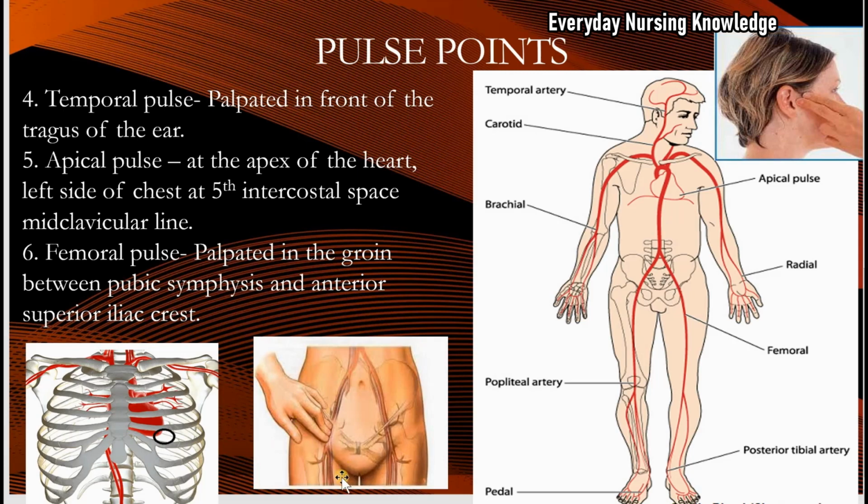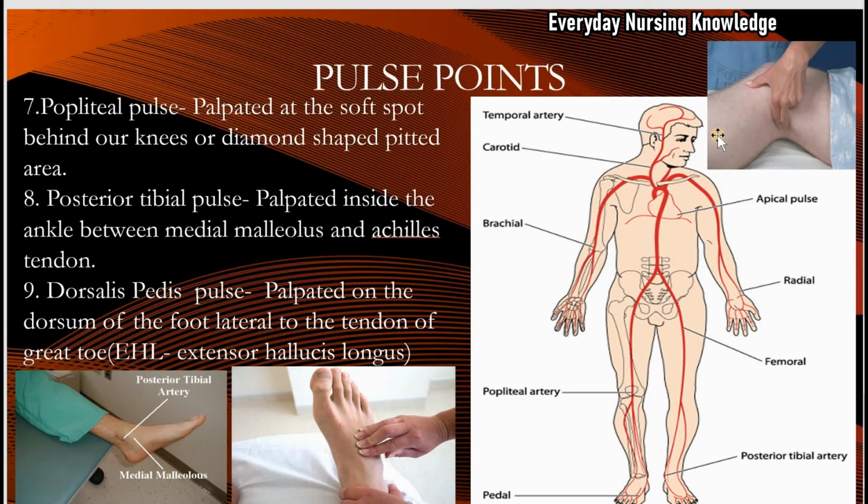Sixth is femoral pulse. It is palpated in the groin area, midway between, this is pubic symphysis bone, so between the pubic symphysis and this is iliac crest, the hip bone. So between the pubic symphysis and iliac crest, midway between, in the groin. Seventh is popliteal pulse. Popliteal pulse is palpated behind the knee and it's at the soft spot or the diamond-shaped pitted area behind the knee. You can tell the patient to flex the leg and palpate it at the soft spot behind the knee.